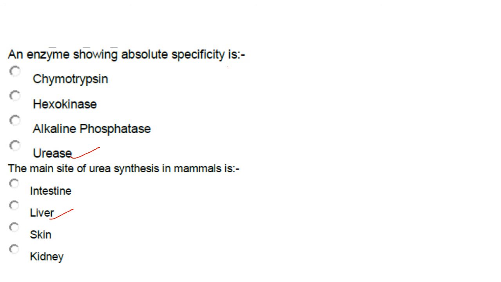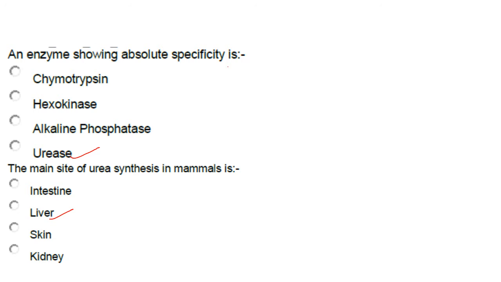Then an enzyme showing absolute specificity is. Now absolute specificity means that one and only one substrate will fit with the particular enzyme. The enzyme glutamate dehydrogenase will catalyze only the removal of the nitrogen group from glutamate and not any other amino acid. It is said to be absolute specificity. So that's one example of absolute specificity. They have asked for an enzyme showing absolute specificity out of these four options. So that is urease.